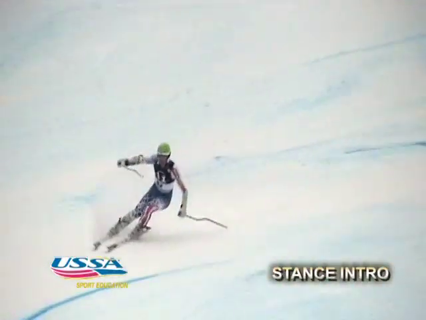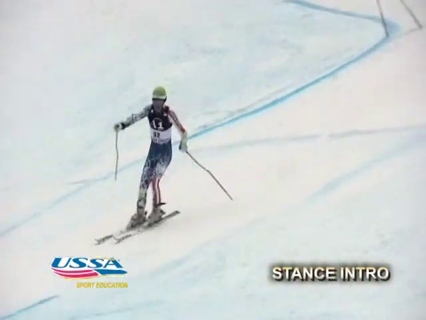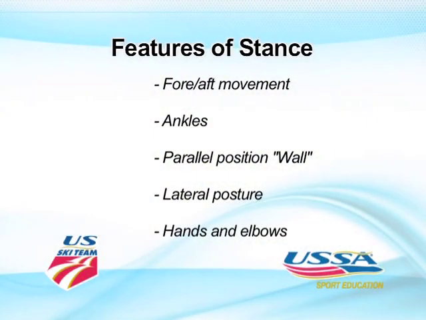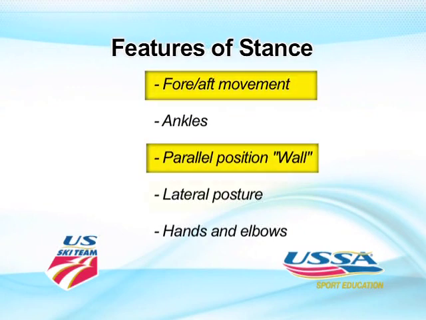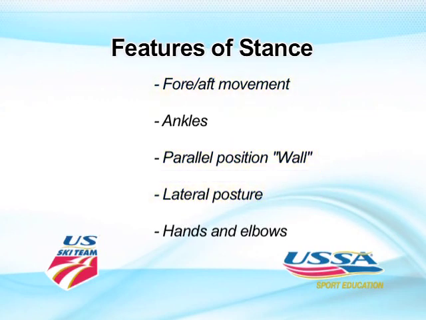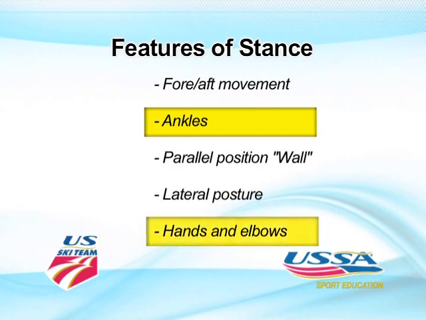Stance can be looked at a number of ways. What we have laid out in the following sections are 5 key features of stance: fore-aft movement, ankles, parallel position or wall, lateral posture, and hands/elbows. The fore-aft movement, parallel position, and lateral posture chapters coincide with the 3 planes of movement: sagittal, horizontal, and frontal planes. The ankles chapter is included as a prologue to the parallel position chapter, and the hands/elbows chapter is included because of the influence the upper extremities have on balance.